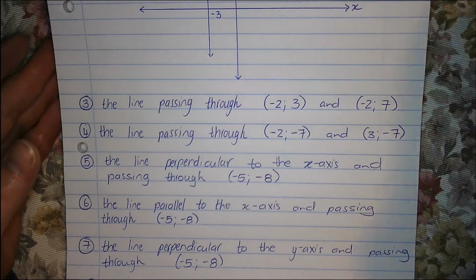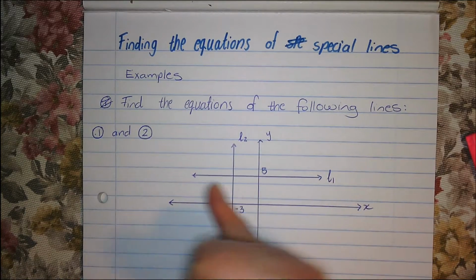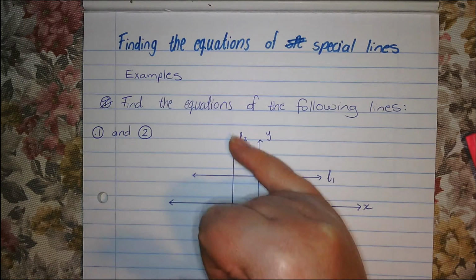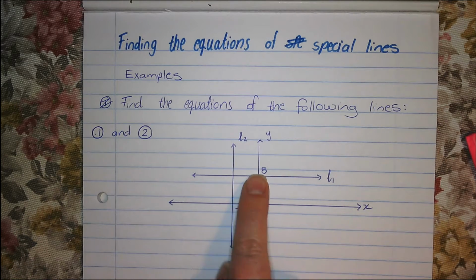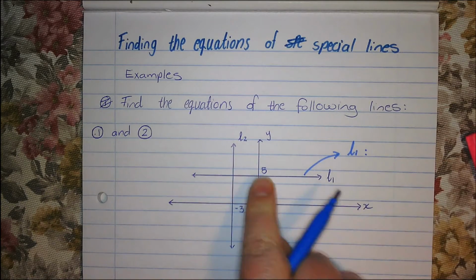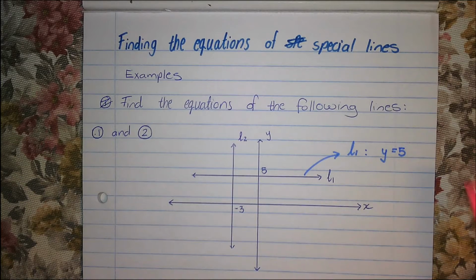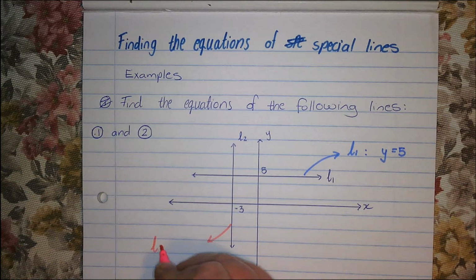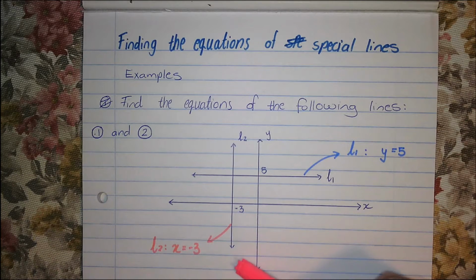Alright, so let's look at finding the equations of special lines. So, for example, find the equations of the following lines, and then we have line 1, which is a horizontal line going through negative 5, and line 2, which is a vertical line going through negative 3. So for line 1, the equation is y equal to negative 5. That's my equation. And then for line 2, it's going through x, x equal to negative 3, and that's my equation. You can also reason it out: this one is lying down, so it must be y equal to a number, and this one's standing up, so it must be x equal to a number.